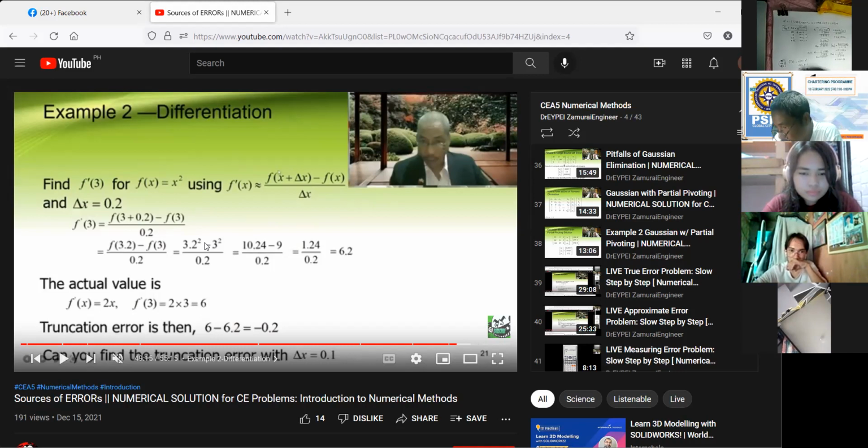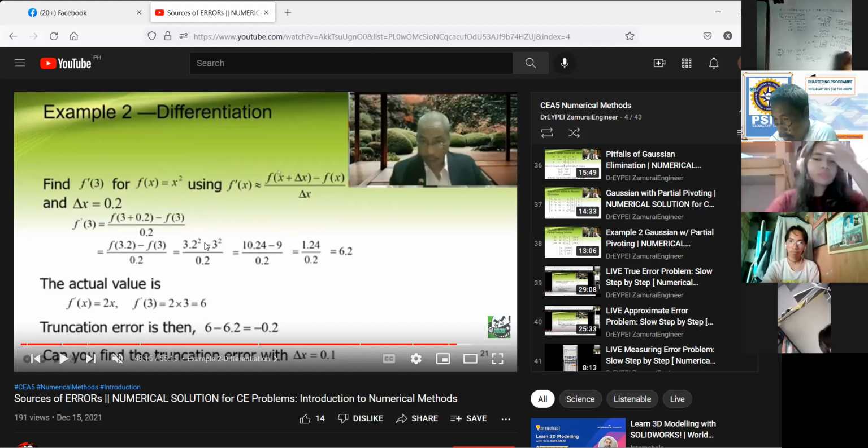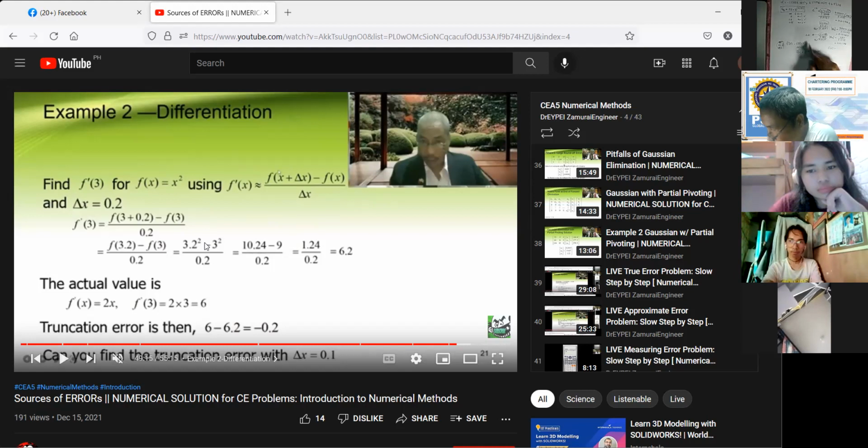using the approximation method: f(x plus delta x) minus f(x), over delta x. Therefore, first let us find out what is f(x) wherein x is equal to 3. So substitute 3 for x squared here. Substitute the value of 3 for x. So 3 squared is equal to 9.